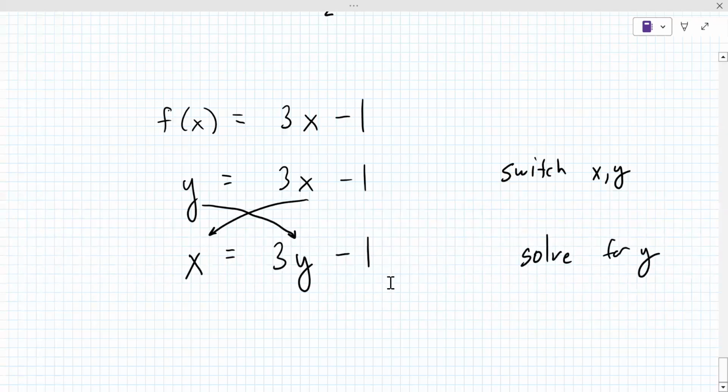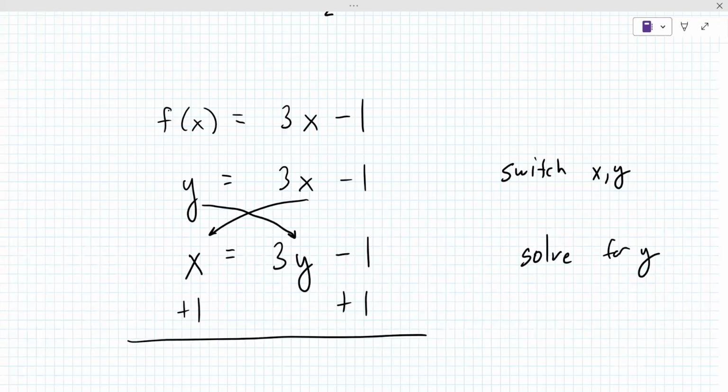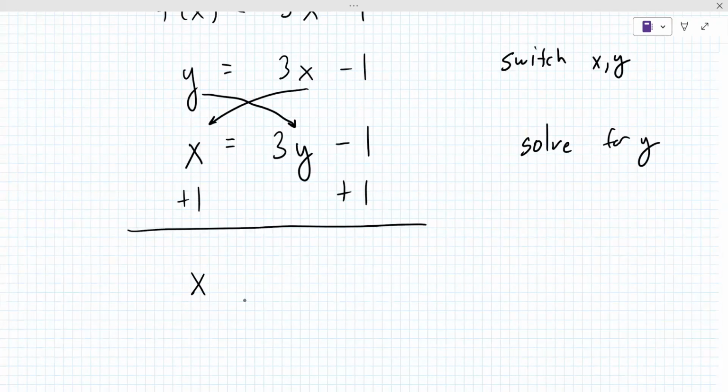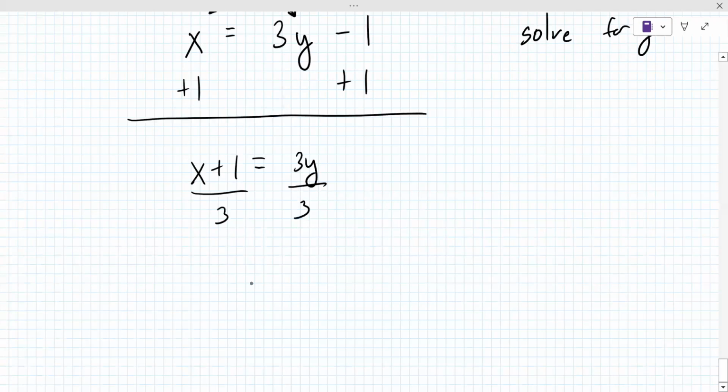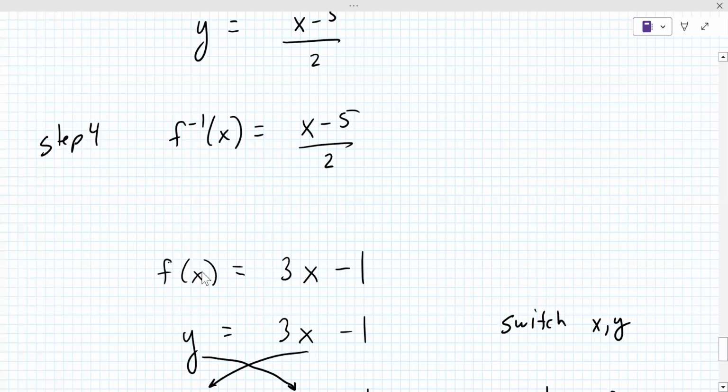And that's why you said to add 1 to both sides. Yeah. Okay, so we're going to add 1 to both sides. And that's x plus 1 equals 3y, and then you divide by 3, and then it's f inverse of x equals x plus 1 divided by 3. So you have to change to this inverse notation. It's different than the original. This minus 1 is different than what we started with.